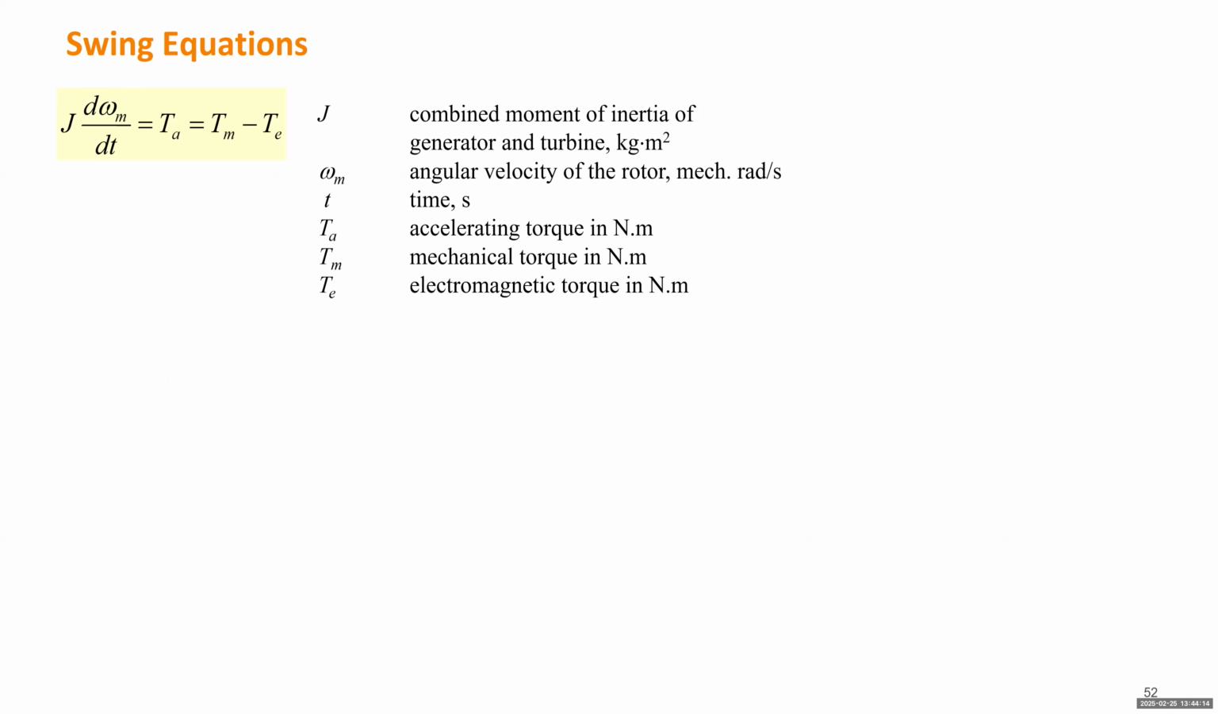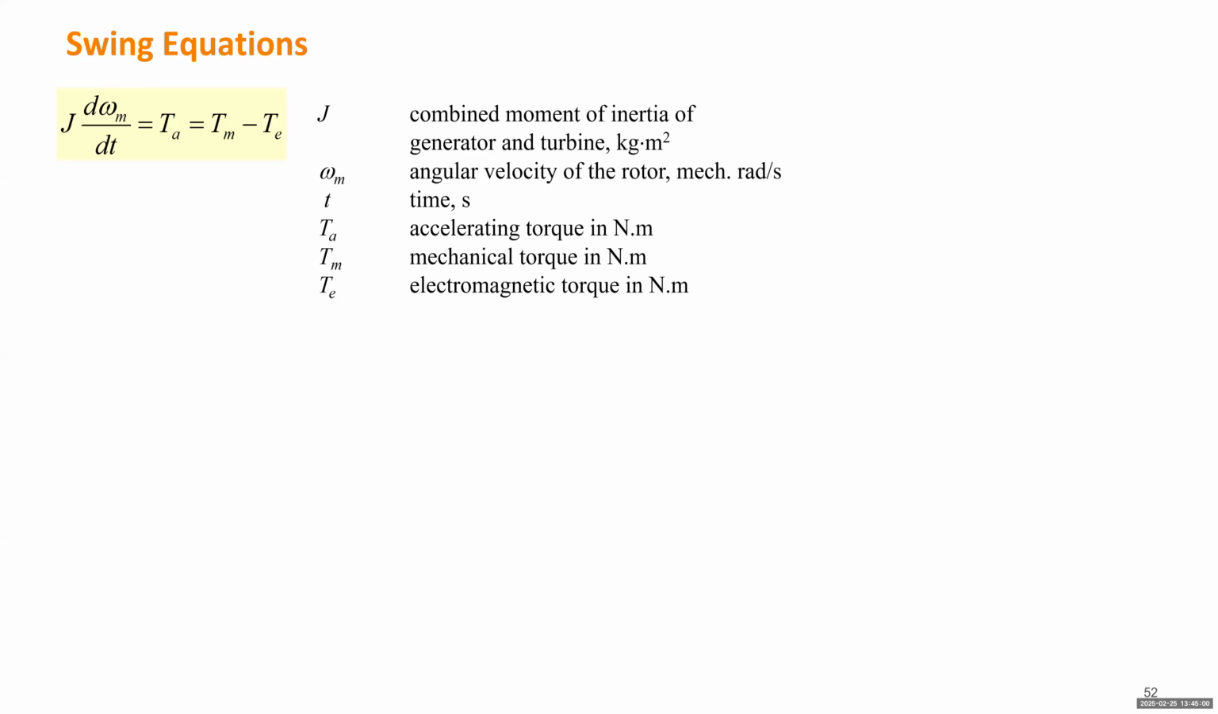Okay, next we want to talk about another differential equation for the generator, which is the so-called swing equation. The swing equation can be a first order or second order differential equation, whichever you consider. Swing equations come from Newton's second law. Newton's second law says if you give a revolving mass some net torque, it will accelerate. The acceleration is proportional to the net torque, and the coefficient is the moment of inertia.